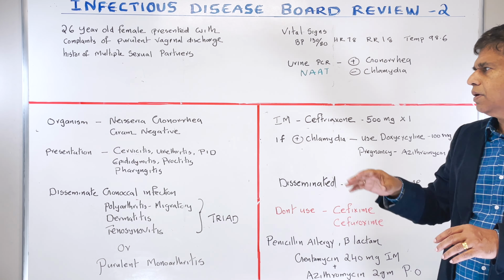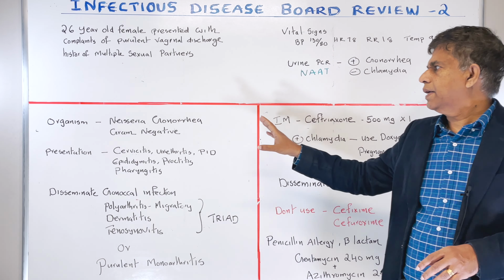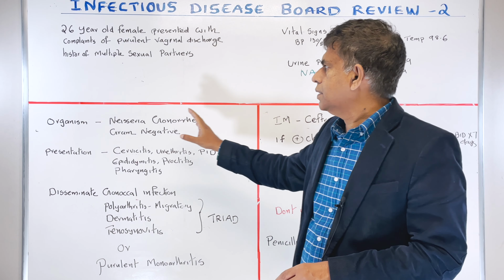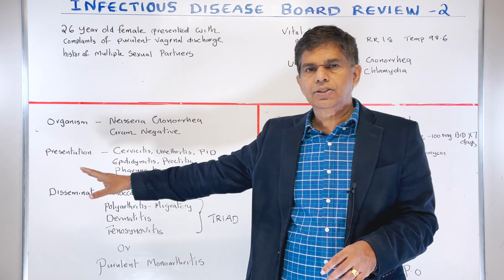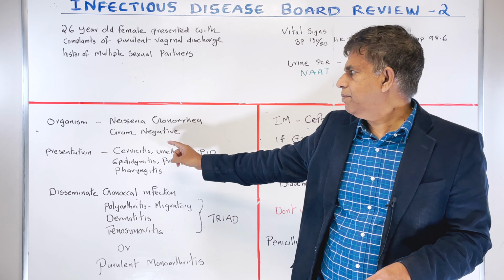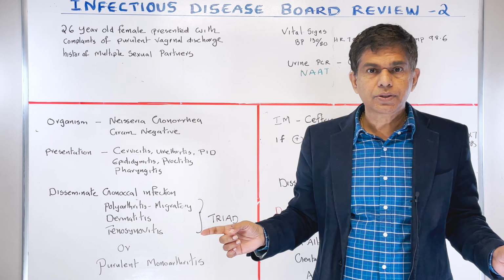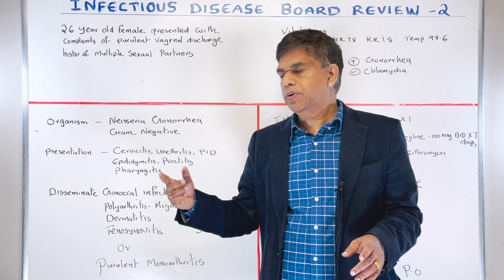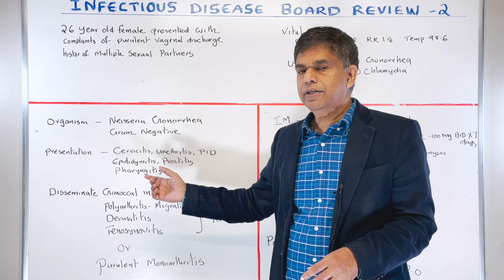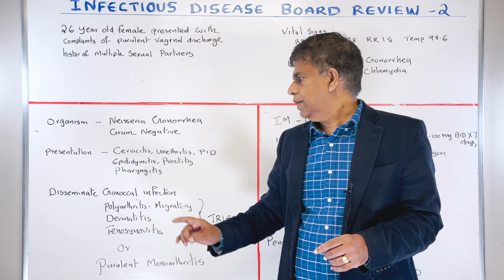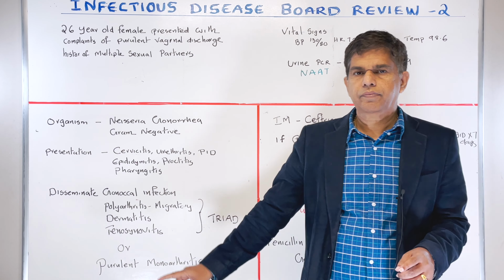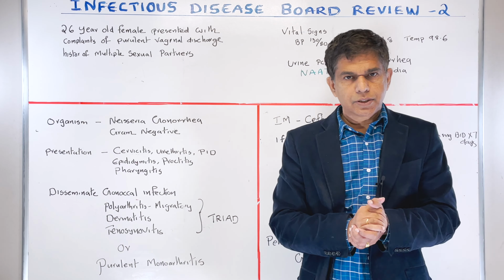So what is this? Let's talk a little bit about the organism in this sexually transmitted disease: Neisseria gonorrhoeae. It's a gram-negative organism. It could cause cervicitis or urethritis, and then epididymitis, proctitis, and pharyngitis also. Now, disseminated gonococcal infection, that's a very, very serious condition, right?